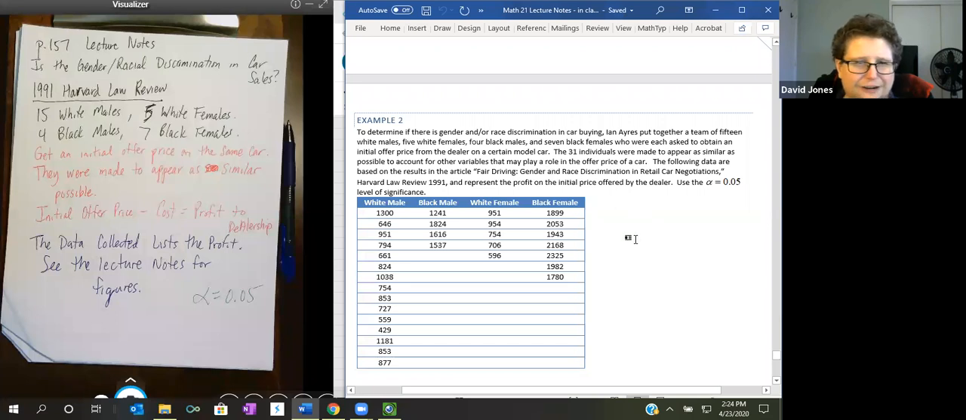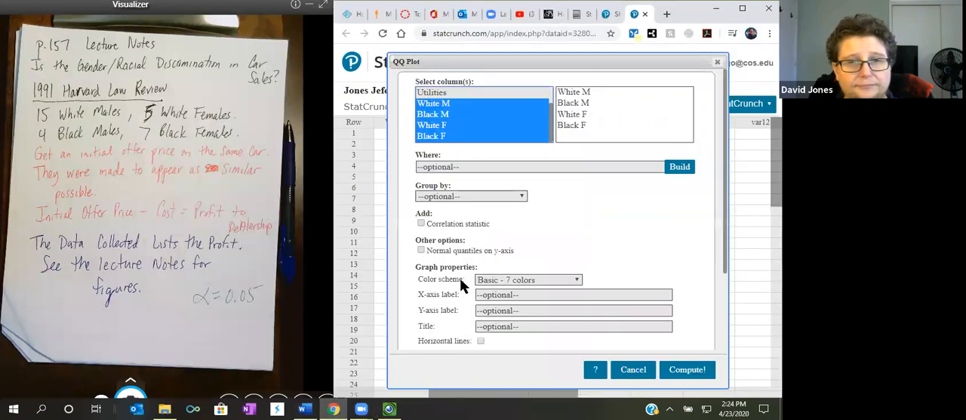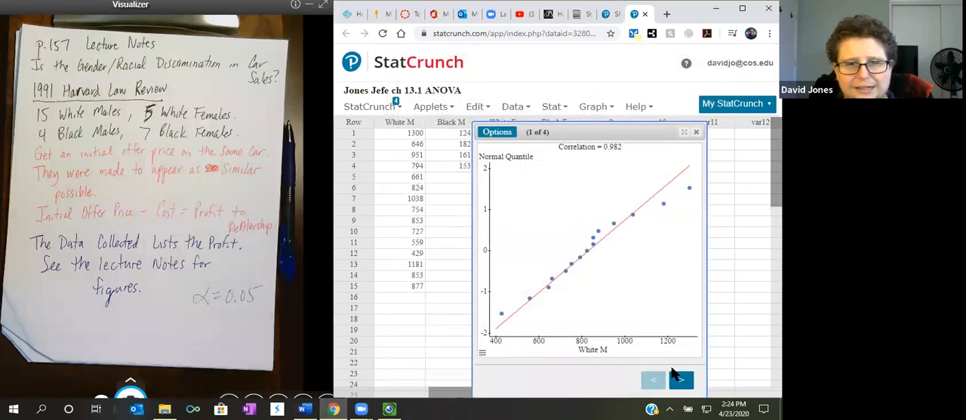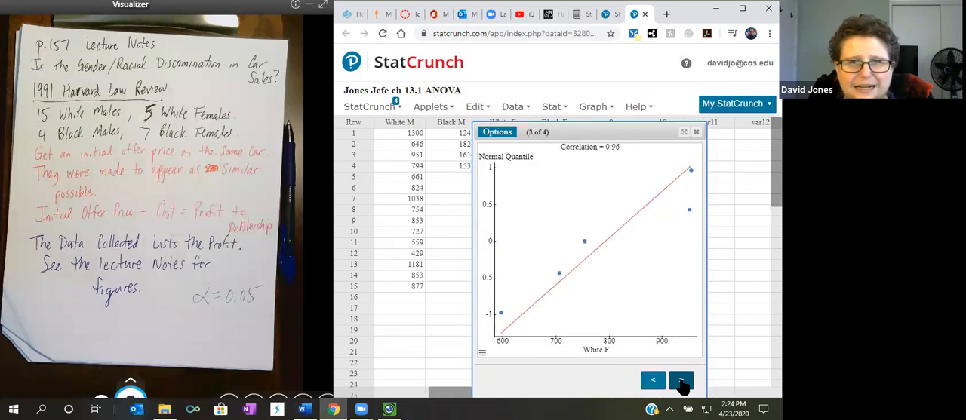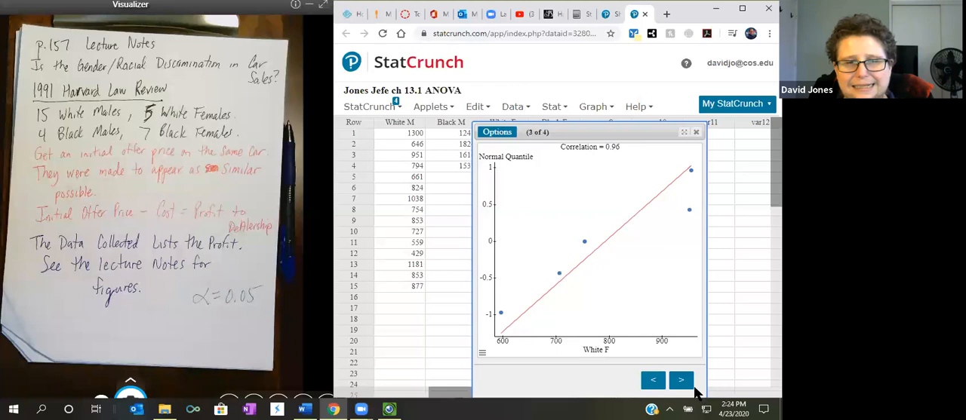I think it's actually fair to assume they're normally distributed. We are talking about people. But let's see what the plots say. Nice straight line there. Fairly straight line there. Fairly straight line there. All the correlation statistics are high: 0.982, 0.982, 0.96, 0.984. 0.96 is the lowest, and it's still pretty good.